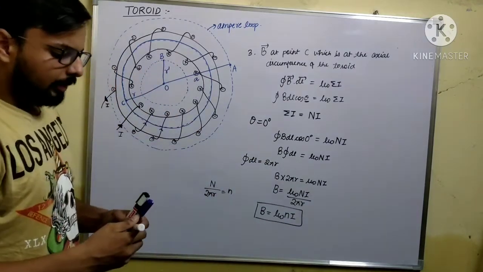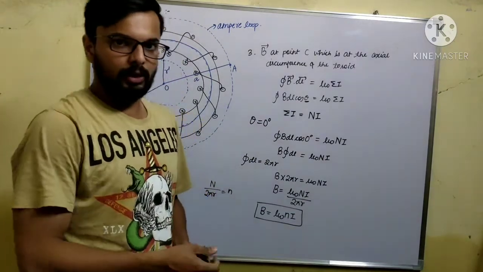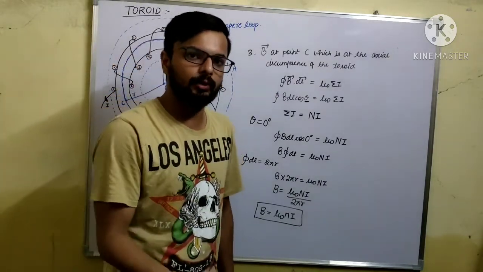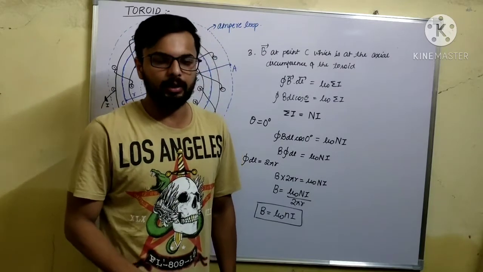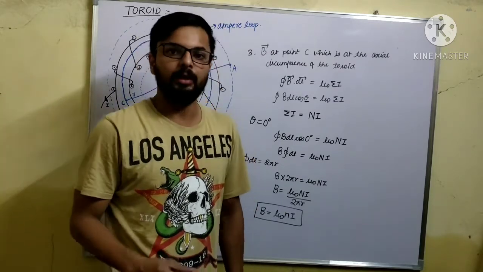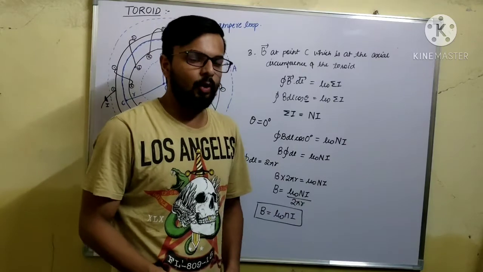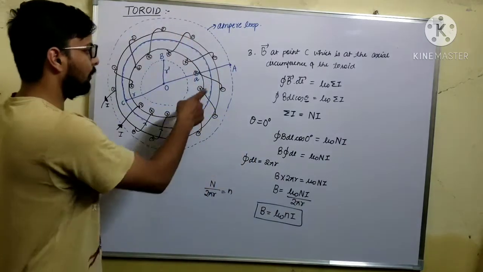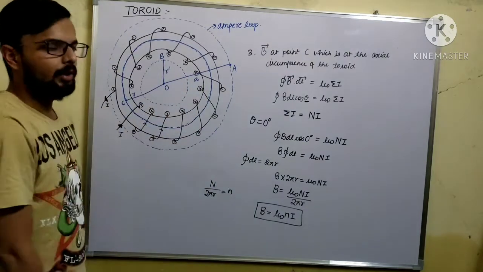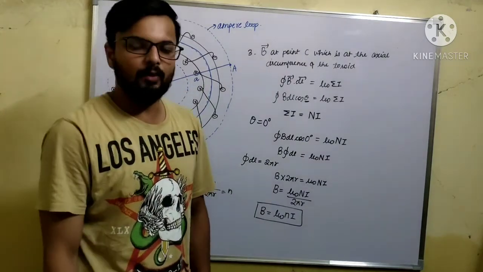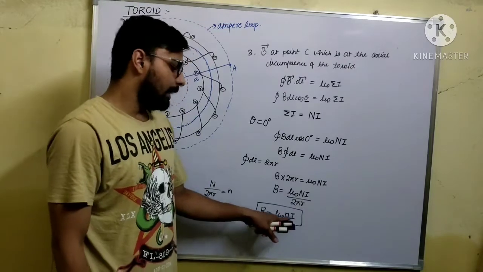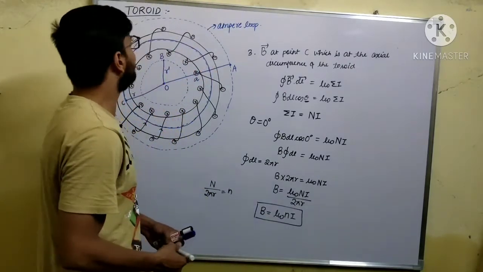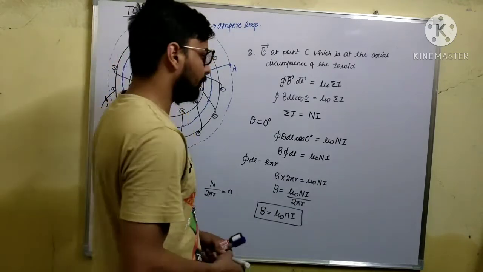What is the conclusion of this? If you take points located outside the toroid and inside the toroid, at both those points the value of magnetic field will be 0. And if you take any point on the axial circumference of the toroid, you will find that the value of magnetic field is mu naught n times I. So the topic of this toroid is over.